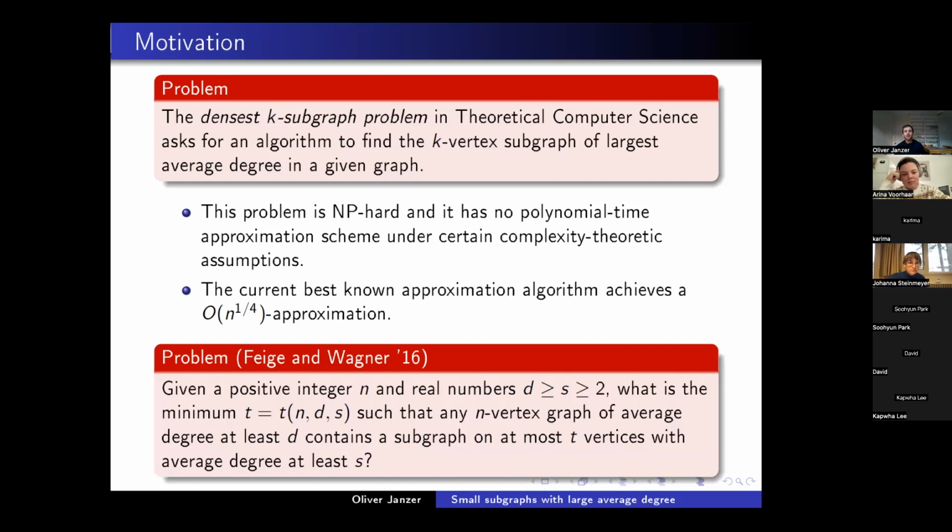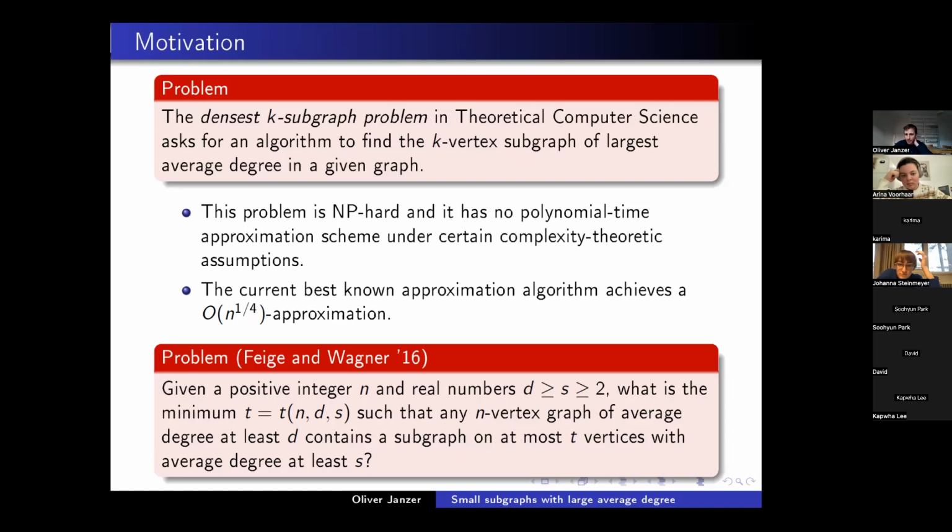So given a graph whose number of edges and vertices we know, so we know what the number of vertices is, it's always going to be n, and we know the number of edges, but we encode it as the average degree. So we know the average degree as well. And we want to find a subgraph of average degree at least some constant s. How small a subgraph must there always exist with this large average degree? So how small can t be such that we can always guarantee the existence of a subgraph on at most t vertices with average degree at least s?